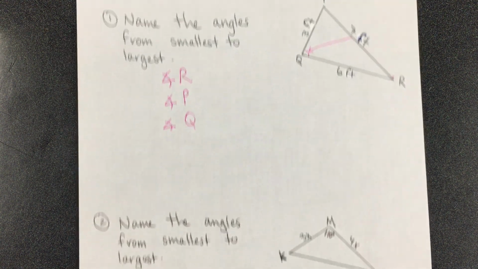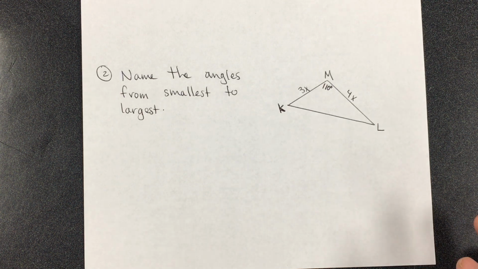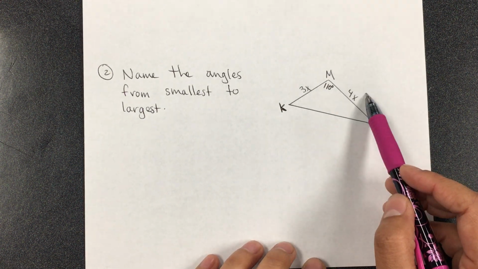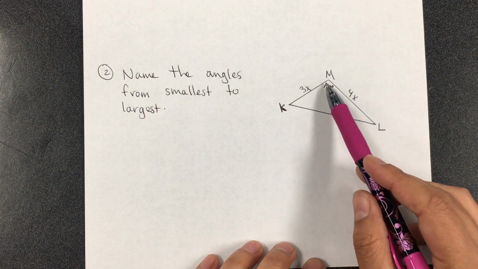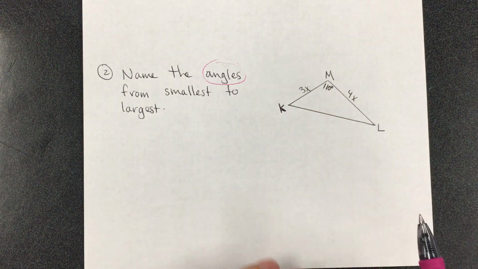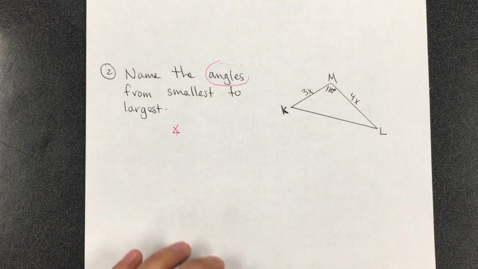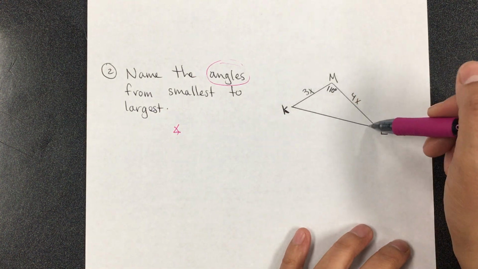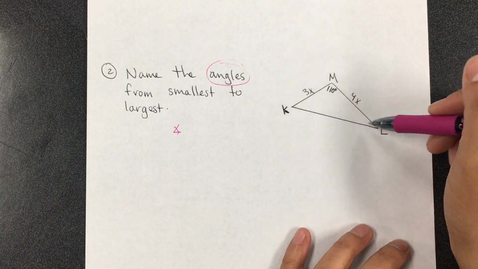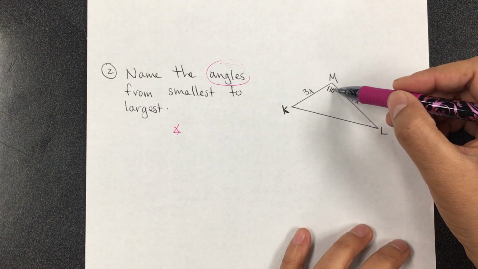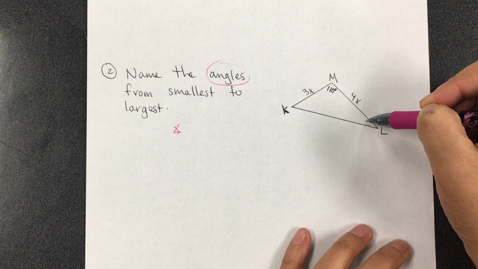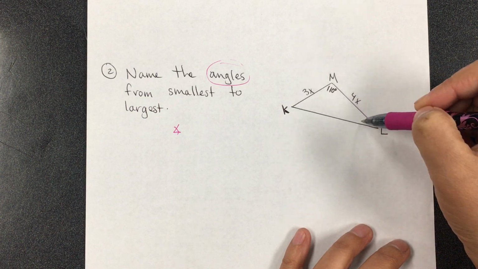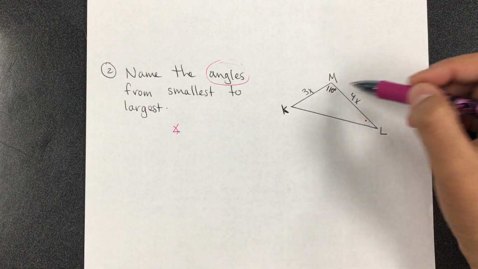Okay, let's do some more. It says name the angles from smallest to largest, something similar. But here we're given measurements of two sides with variables and one angle. They're asking for angles, so it's just going to be one letter. We already know that in a triangle the sum of all three angles is 180. So if this one is already 110, the other two together are going to be 70. That means these are smaller than this angle.